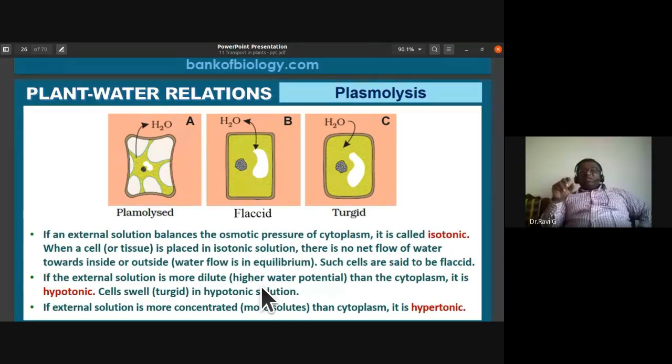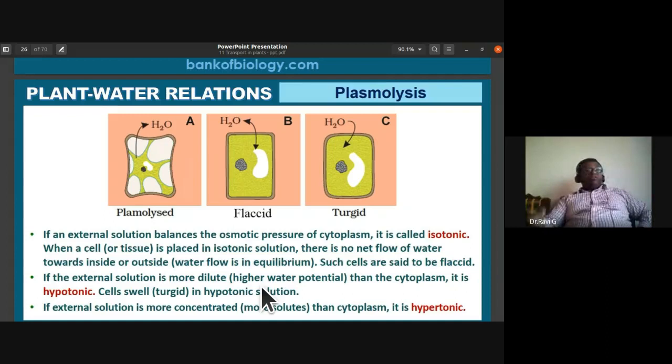See, if an external solution balances the osmotic pressure of cytoplasm, that solution we call isotonic. When a cell or tissue is placed in an isotonic solution, there is neither entry of water nor exit of water. There is no net flow of water towards inside or outside. Such cells, where neither entry nor exit of water takes place, are said to be flaccid.